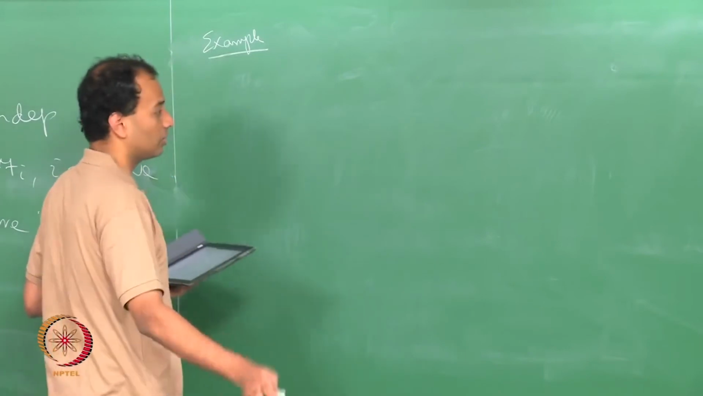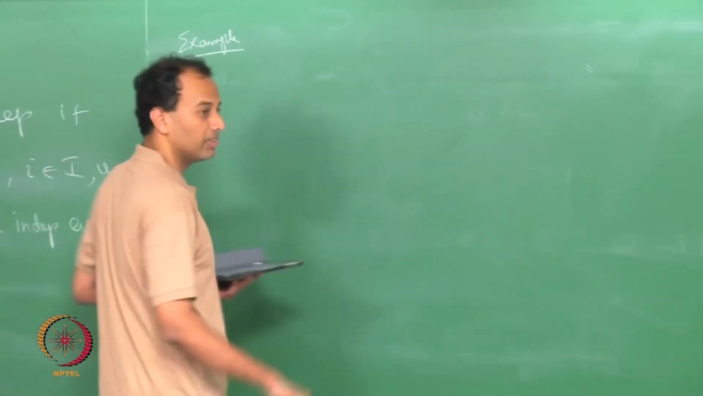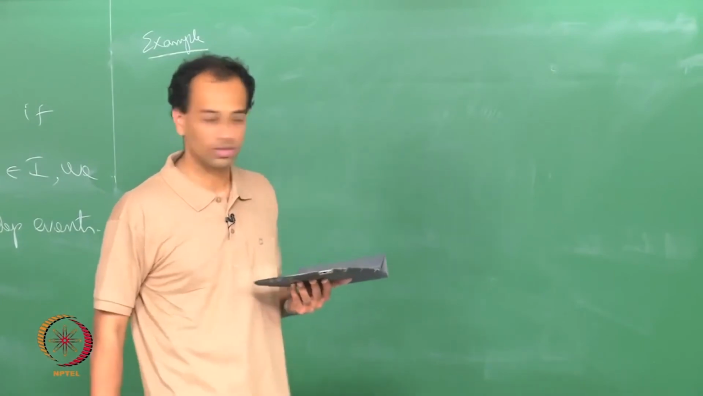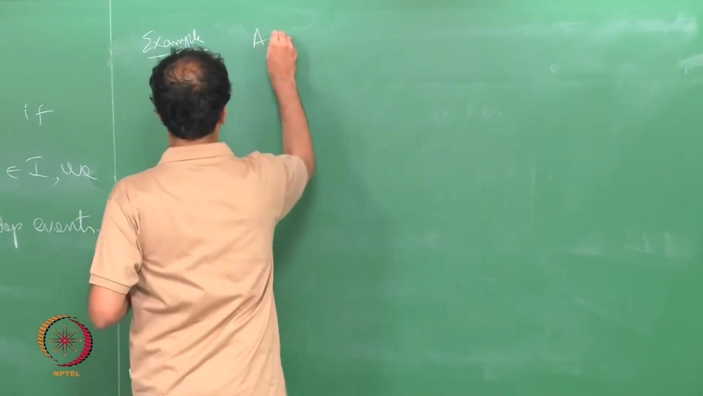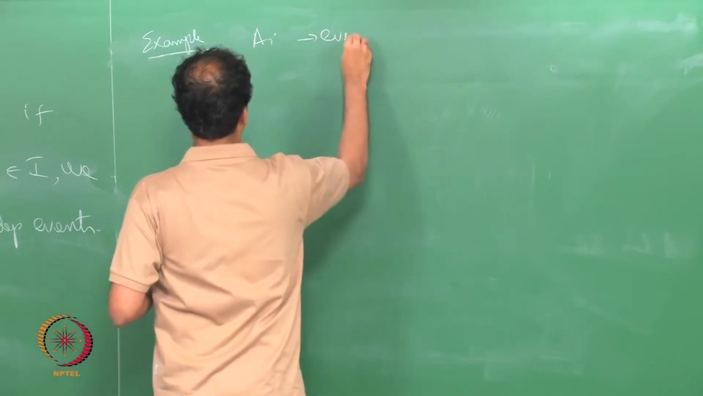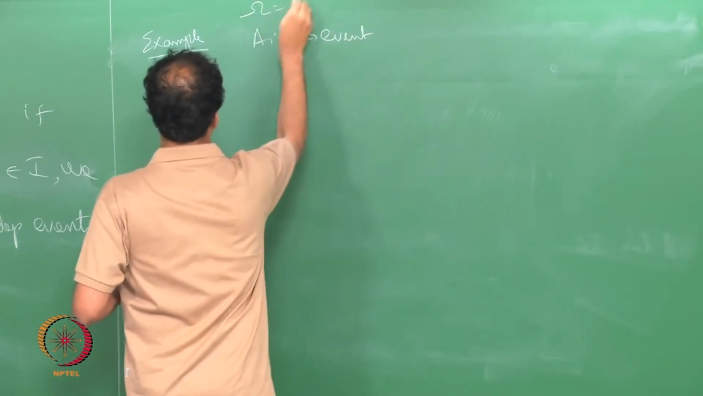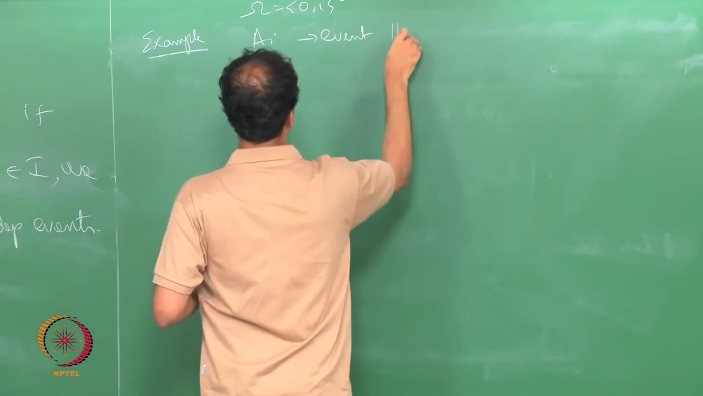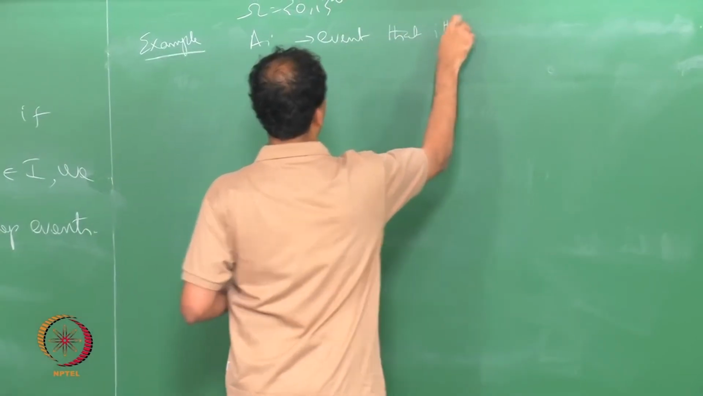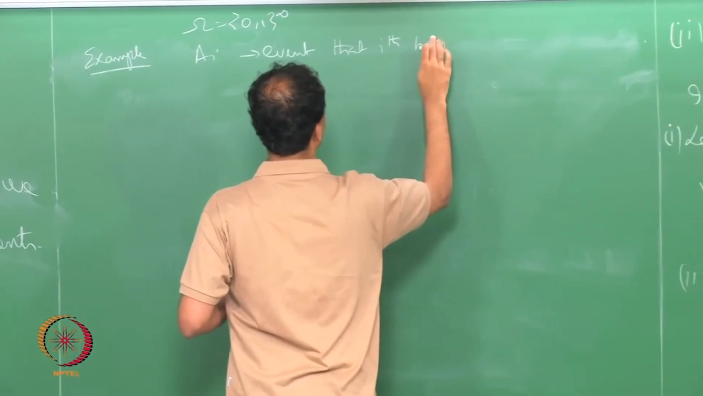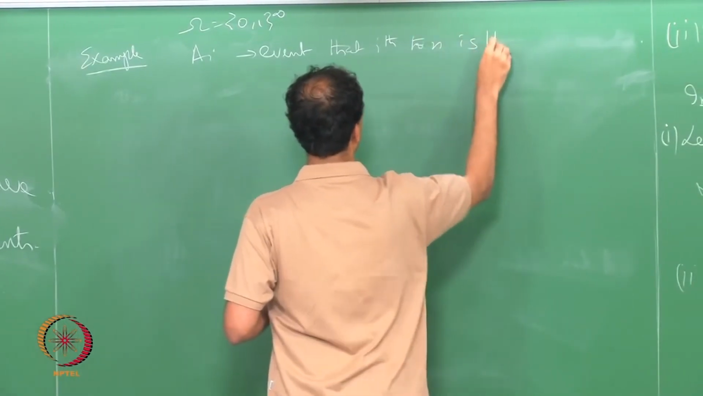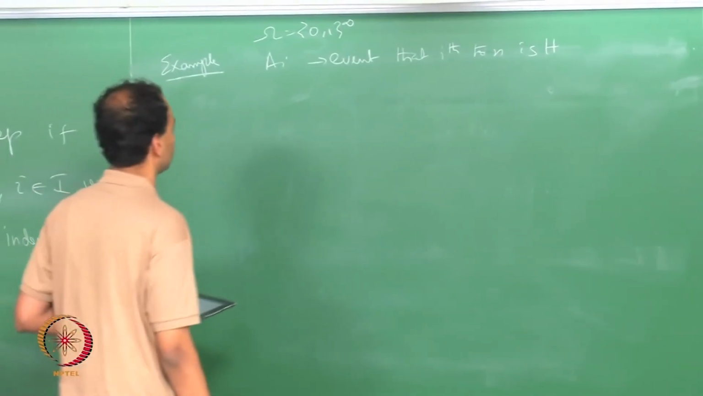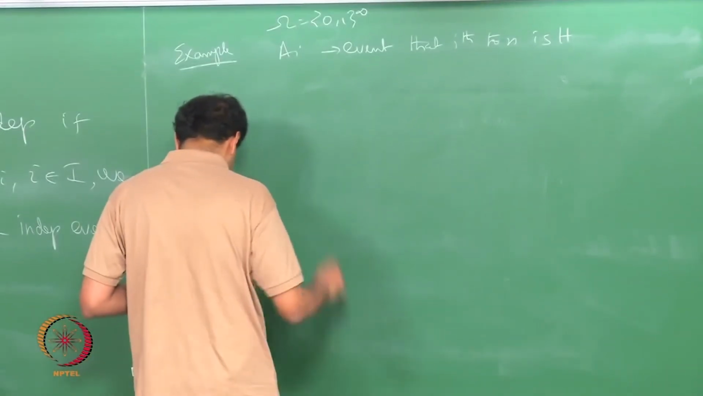So, as usual, A_i is the event in the coin toss model. Omega is equal to {0,1} to the power infinity, and A_i is the event that the ith toss is heads. Heads is 0.